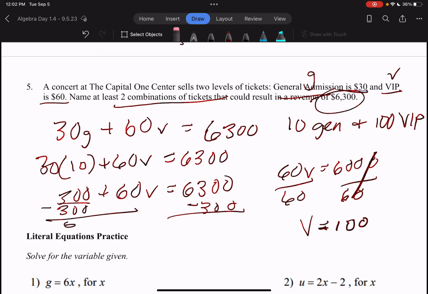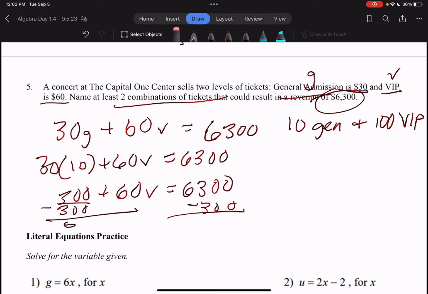So I did one for you. I want you to come up with one more solution, right? Come up with one other solution. Try something for G or V and see what you get for the other one. And as long as it works and it works out evenly, that gives you a solution. So this is the one you should have from Miss Lee. And then I want you to come up with one other solution that could work there.